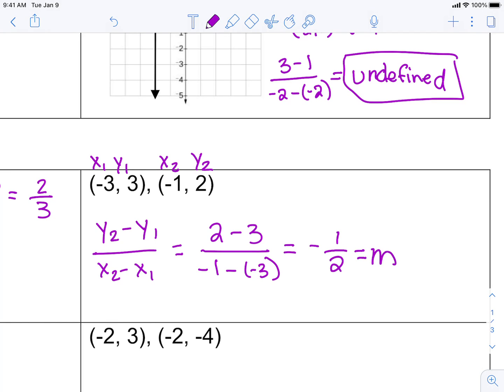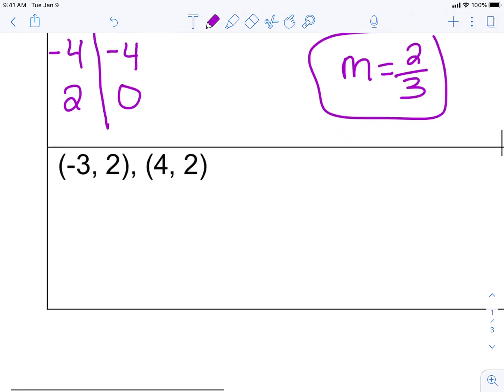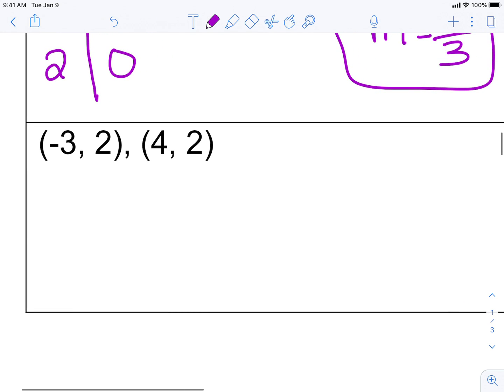And that would be our slope. Hopefully this isn't too terrible. Okay. Go ahead and pause and try this one on your own. So hopefully you paused it and you were able to figure it out. Let's see how you did.